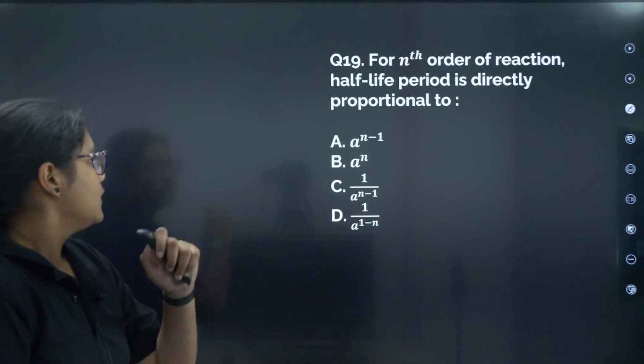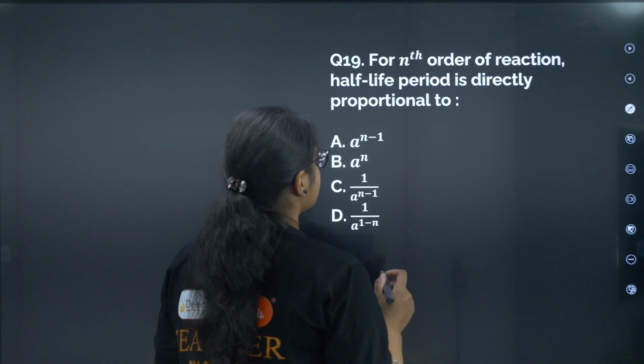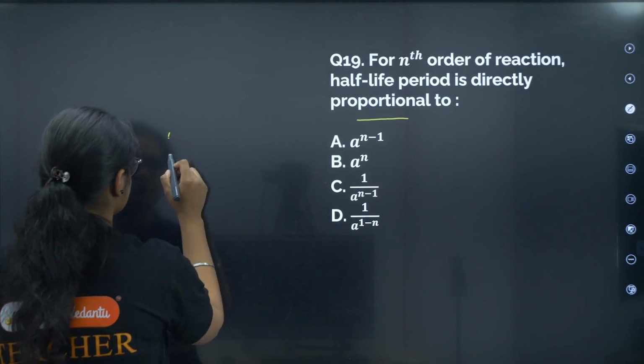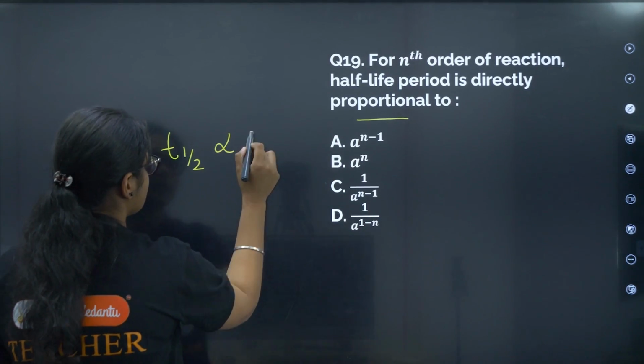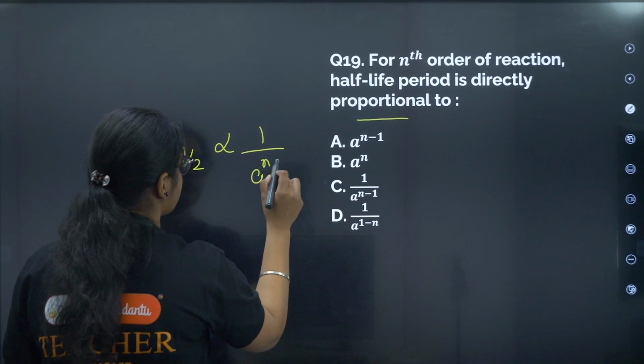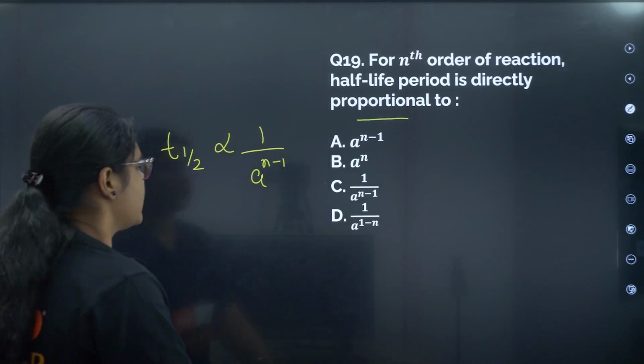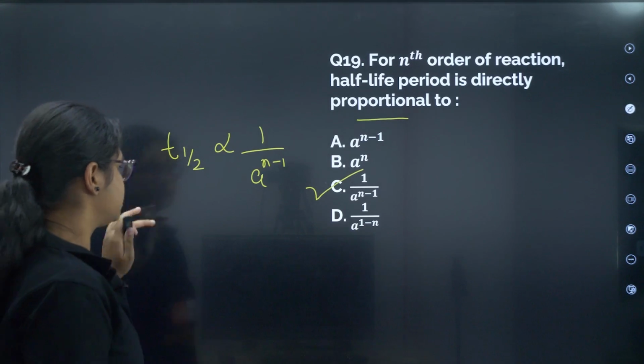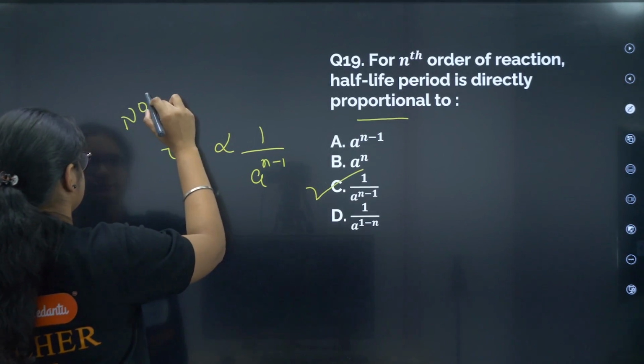Easy one. Okay, next. Again, from the general equation, for the nth order of the reaction, half-life period is directly proportional. So you should know this, T half is directly proportional to 1 by a to the power of n minus 1. Okay. So the correct answer for this question is option C. From this formula, you please note it down, important one.